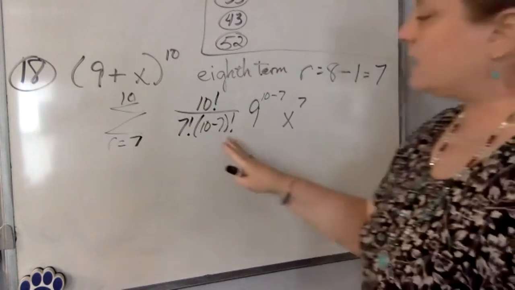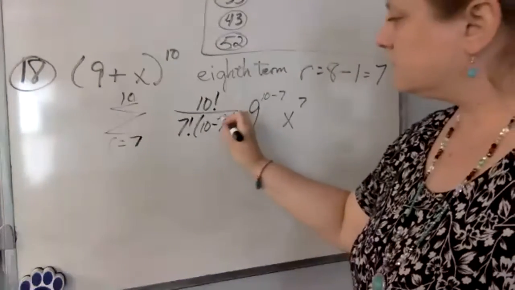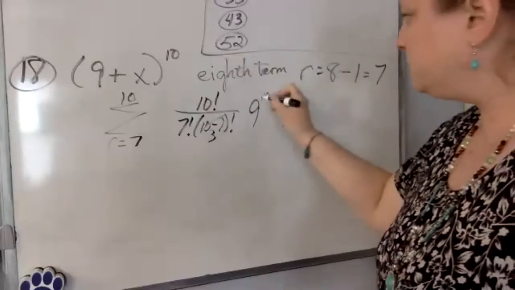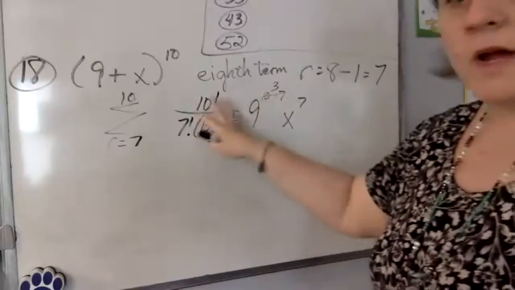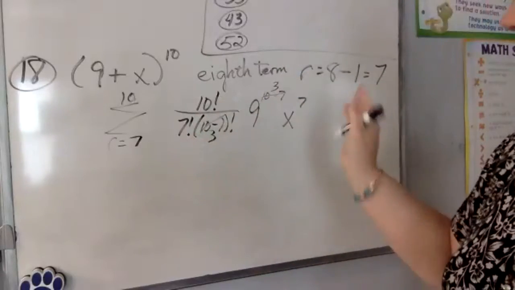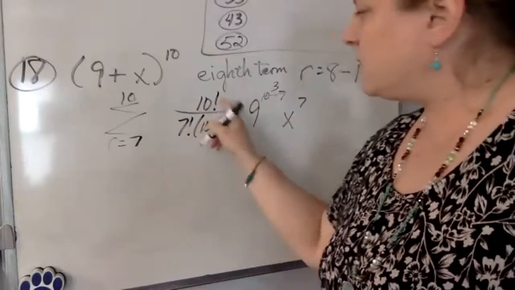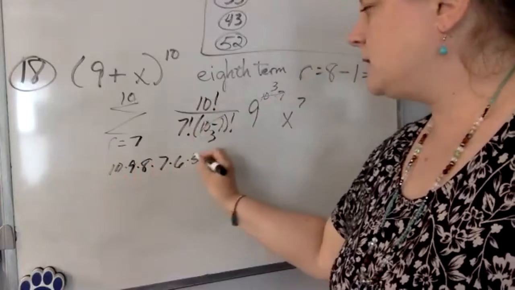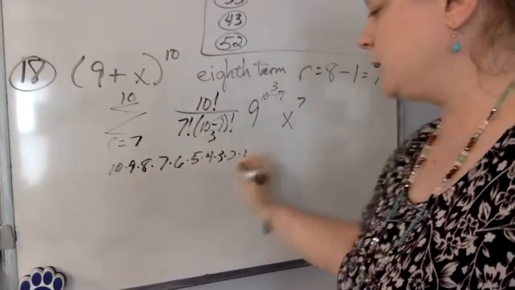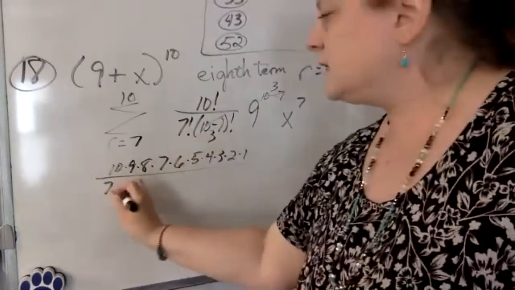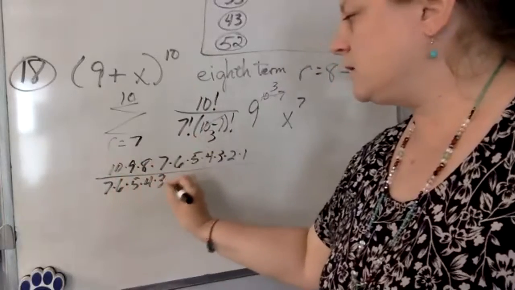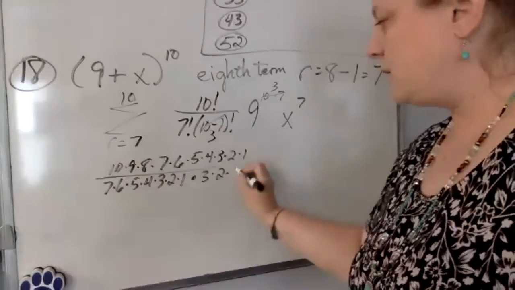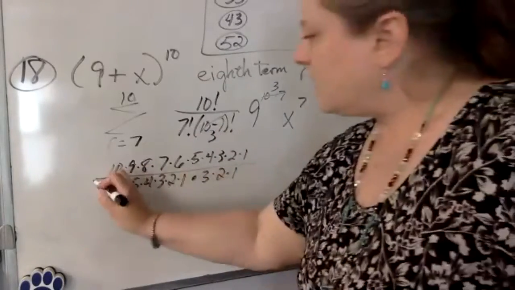Okay, so the way this works, what is 10 minus 7? 3. So remember what we did yesterday? If you didn't know how to do the factorials or you didn't have that factorial button or the combination button, remember 10 factorial means 10 times 9 times 8 times 7 times 6 times 5 times 4 times 3 times 2 times 1. On the bottom, I would have 7 times 6 times 5 times 4 times 3 times 2 times 1 times 3 times 2 times 1. If you had to write it all out, that's what it would look like.